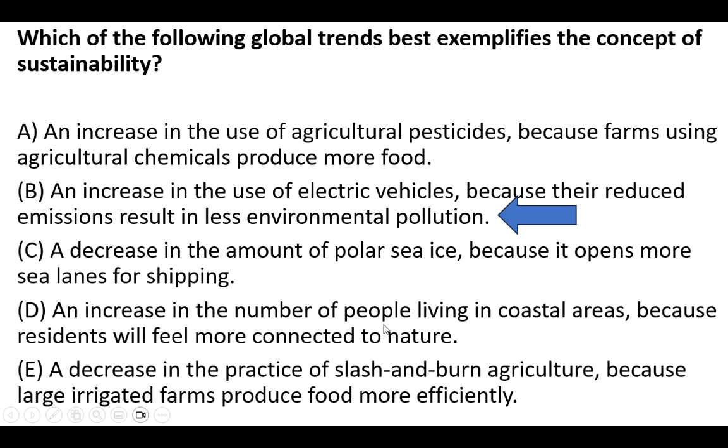E, decreasing slash and burn agriculture is good, but it's not the best answer because we're not saving a resource. I mean, certainly E is better for the environment, but sustainability is about using a non-renewable resource like oil so it doesn't run out. So yeah, I'm not saying this is easy, okay? But B is the best answer.